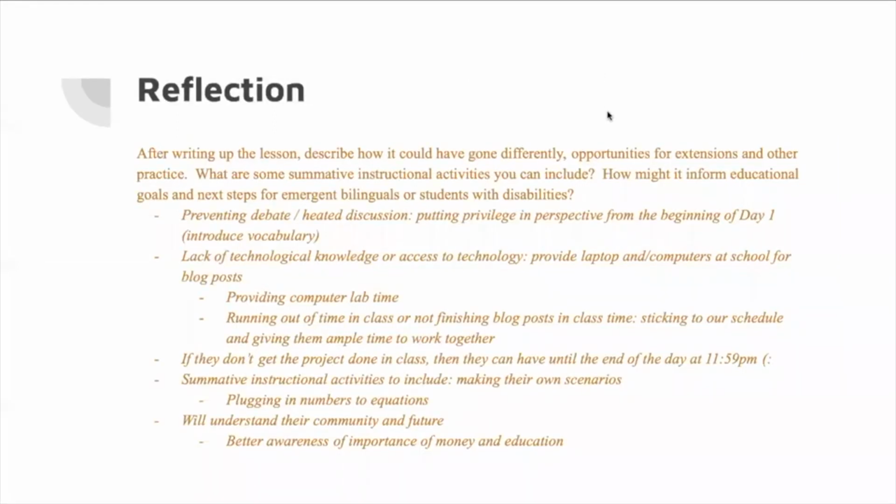Thank you, Samantha. Hello, my name is Laura Diaz, and I'll be talking about the reflection part of our lesson plan. We thought about what could have gone wrong in the lesson and concluded that this lesson could bring heated discussions between the students. So to prevent heated discussions, we decided to introduce the new vocabulary and tell the students that this is a lesson in which they will learn so much.